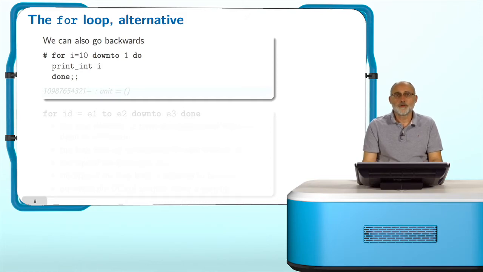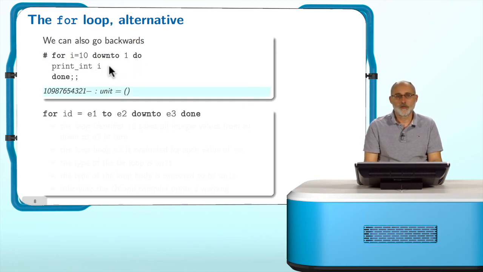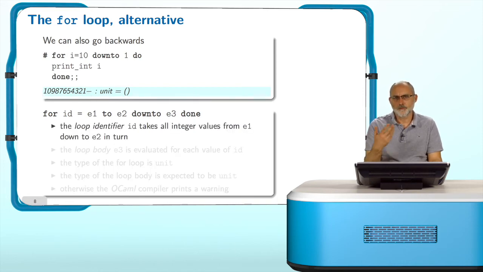There is an alternative form for the for loop. You can go also backwards. So when you do for e equal 10 down to 1, what happens is that you are printing the integers the other way around. And of course, now it behaves exactly like the other form of the loop, but now we are going from the higher value to the smaller one.